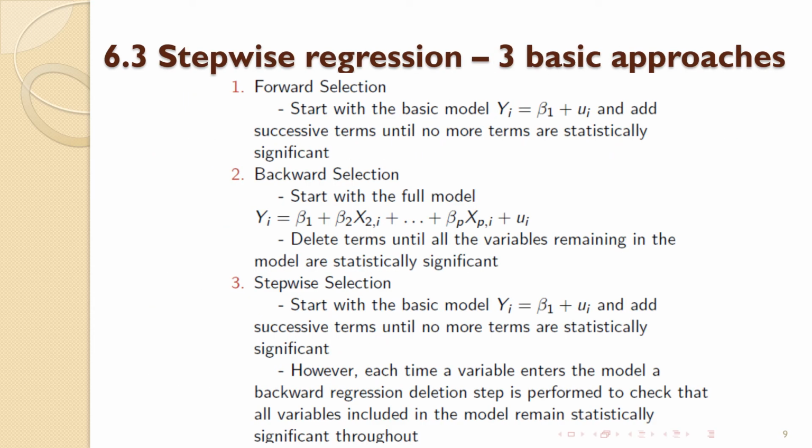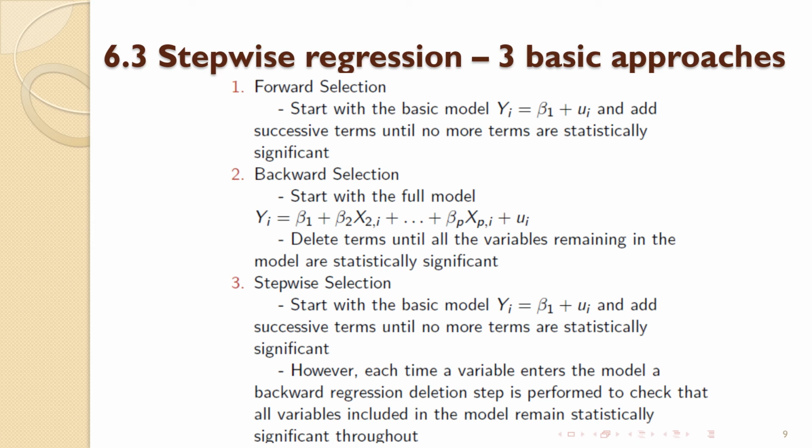There are three basic approaches within stepwise regression, and probably the best one to go with is stepwise selection. Within this there are two different flavors. The first possibility is forward selection. You start with the basic model with just a constant term, and add successive terms until no more of the x variables are statistically significant.